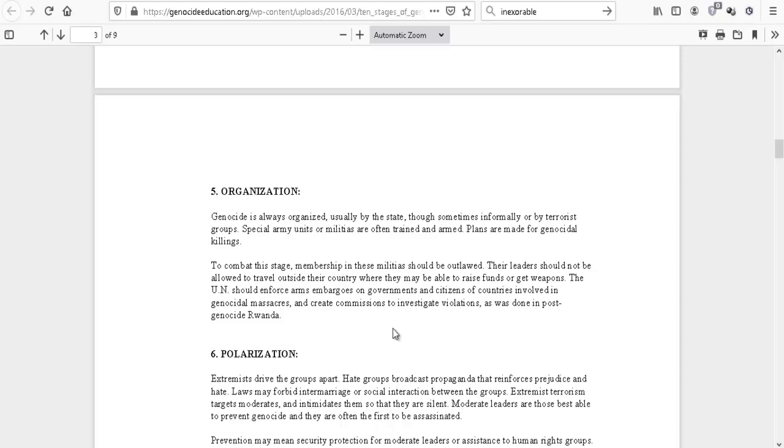To combat this stage, membership of the militia should be outlawed. Their leaders should not be allowed to travel outside their country where they may be able to raise funds or get weapons. The UN should enforce arms embargoes.